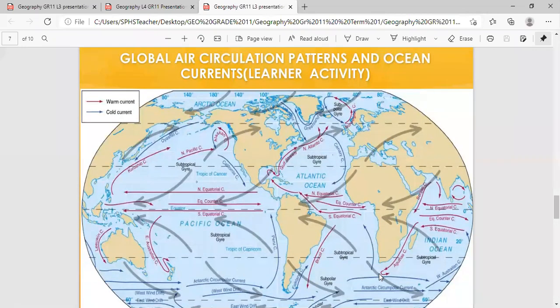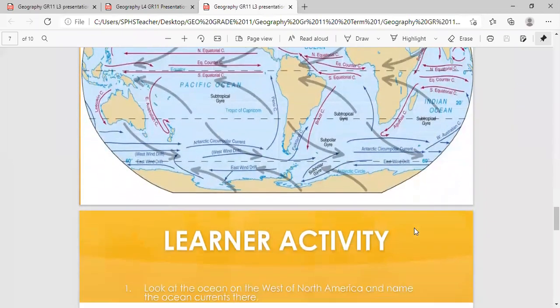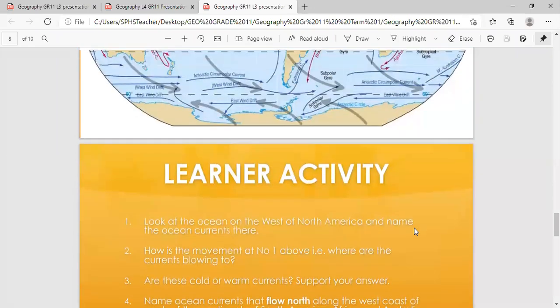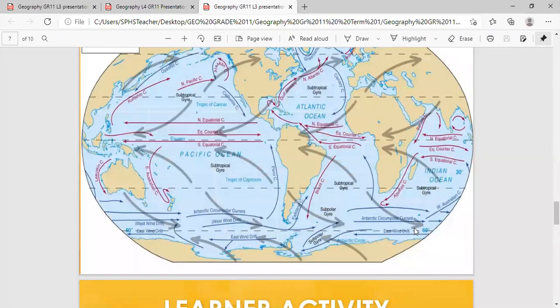Right. Global air circulation patterns and ocean currents. Right. So if you look at the map there, at the center we have the red lines, and at the south we have the blue lines, and at the north we also have the blue lines, which means that the currents in the oceans are carrying the hot water towards the north and the south, and the currents at the south are carrying water towards the north, which is the equator, and then the currents at the north are carrying cold currents towards the south, which is the equator. Hence, we have a balance in temperature in all the three areas.